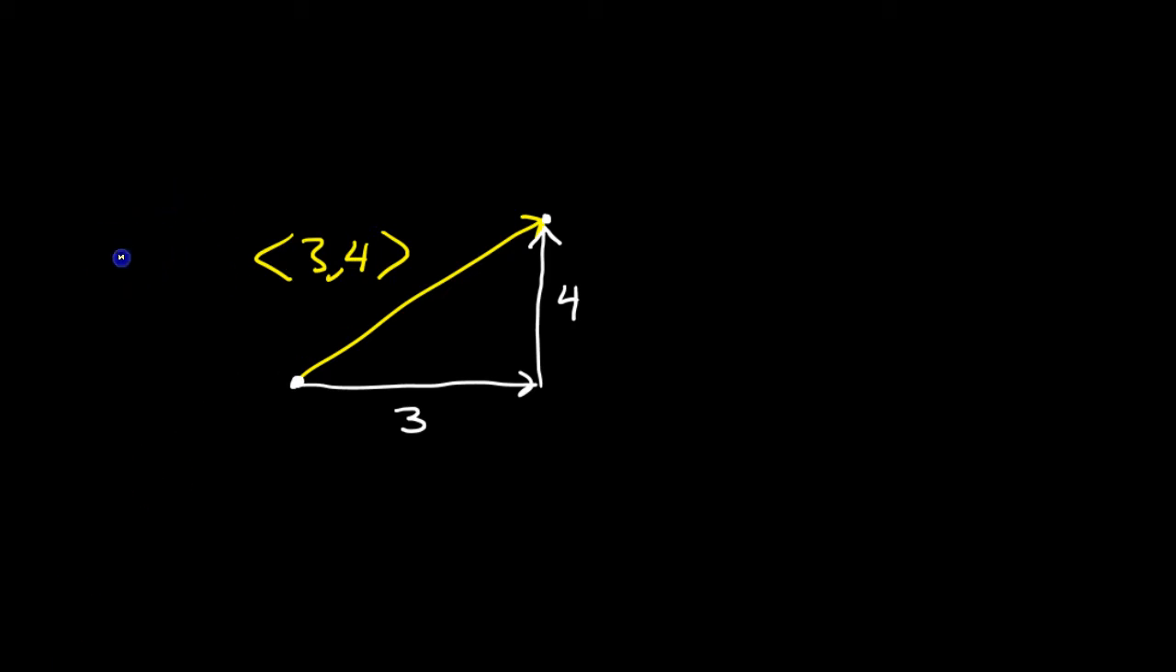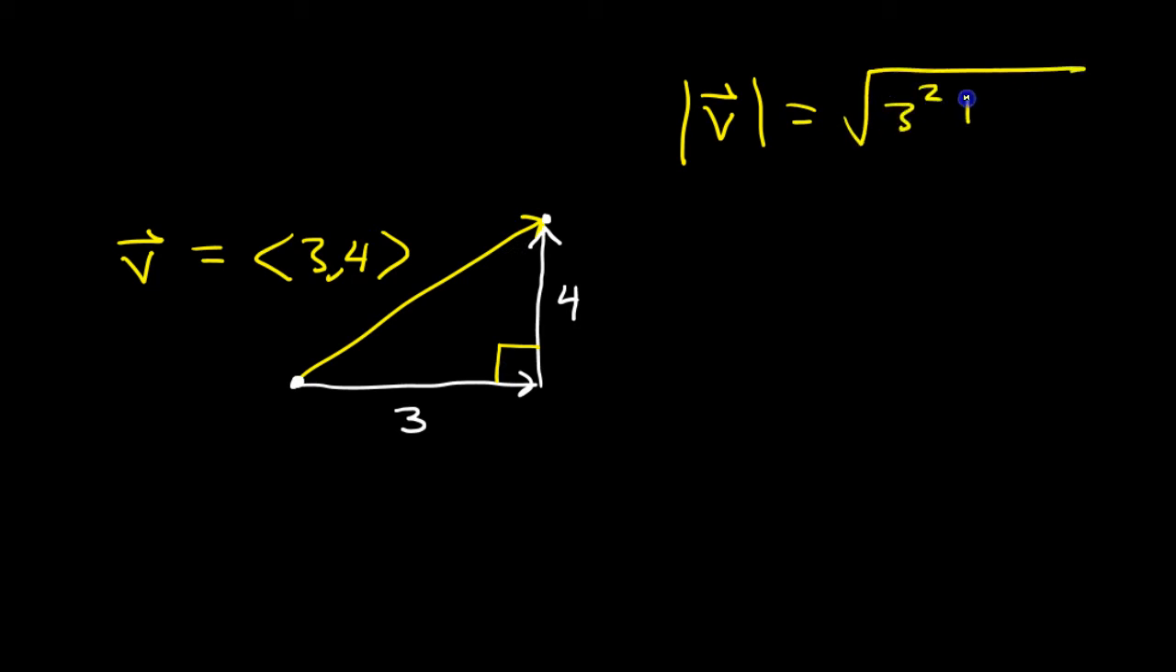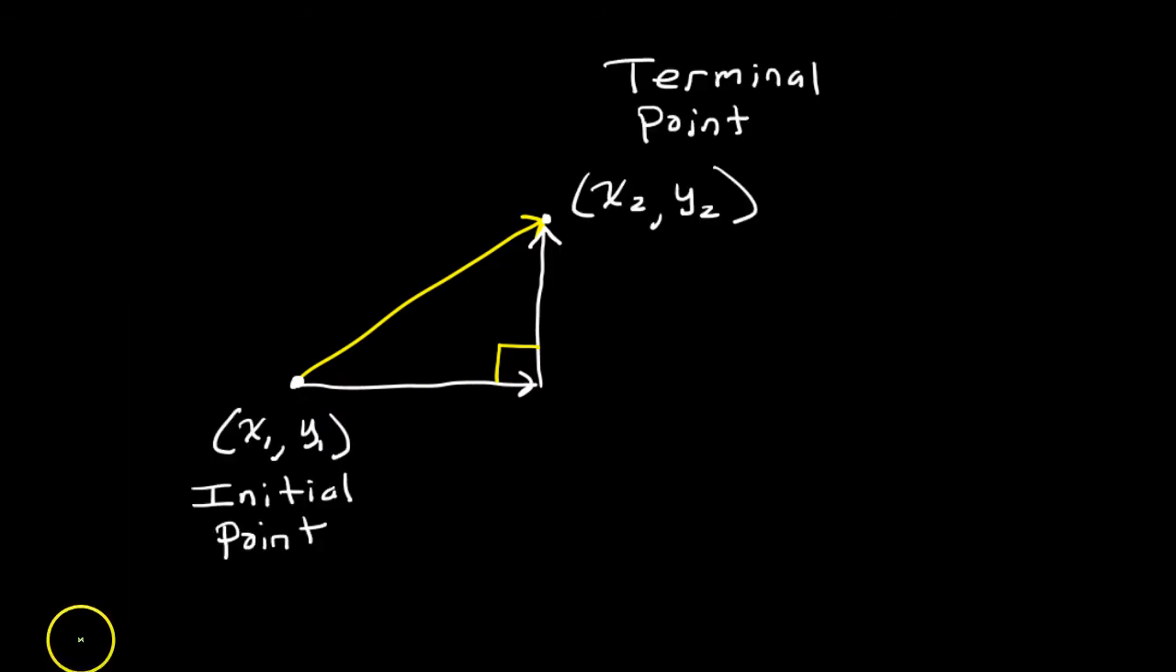Let's just call this vector v. Now the magnitude of vector v would be indicated this way. The magnitude is just going to be the length of this vector, which of course we could find using the Pythagorean theorem, and it would turn out to be the square root of 3 squared plus 4 squared, which would turn out to be 5. Okay, so that's the basic idea.